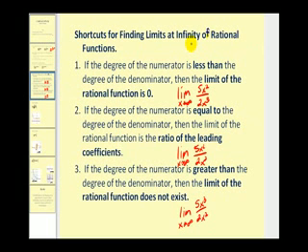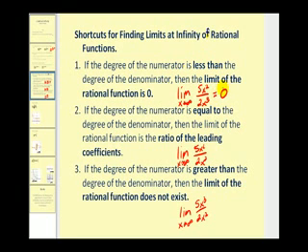There are also three shortcuts for finding limits at infinity of rational functions. The first one states if the degree of the numerator is less than the degree of the denominator, then the limit of the rational function is 0. Here's an example of this case where if the degree of the denominator is larger than the degree of the numerator, the denominator is growing faster, and therefore this will equal 0.